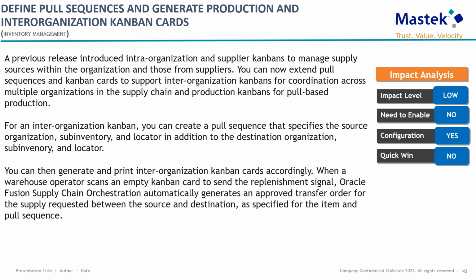In Oracle 25, Kanban functionality is extended to support inter-organization and production Kanban cards. Right now, you can define pull sequences not just within a single organization or from a supplier, but across organizations, linking source and destination locations now. Once an empty Kanban card is scanned, Oracle automatically generates a transfer order. And you can track its progress through statuses like in progress, in transit, or full. This helps streamline material replenishment in lean and just-in-time environments across the entire supply chain.